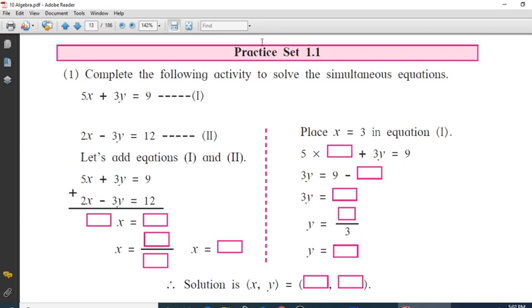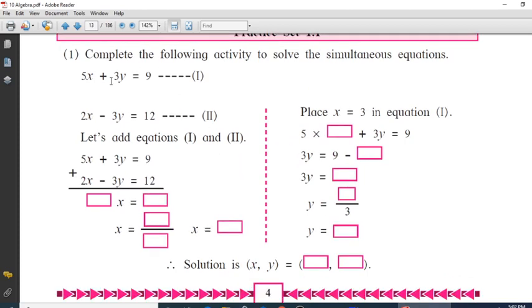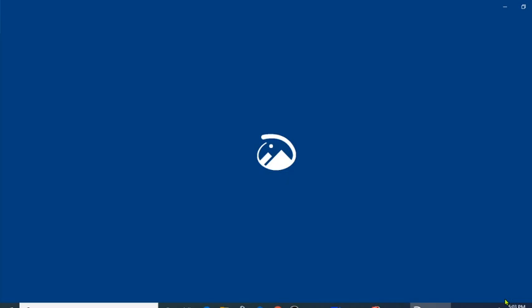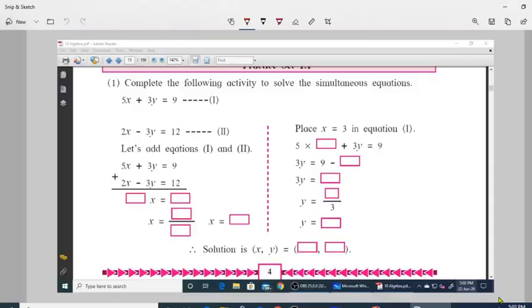This is exercise number 1.1. We're going to solve questions from this practice set number 1, and this is our first question. Complete the following activity to solve the simultaneous equation. So this first question is given in the form of an activity, so we will do it here only.